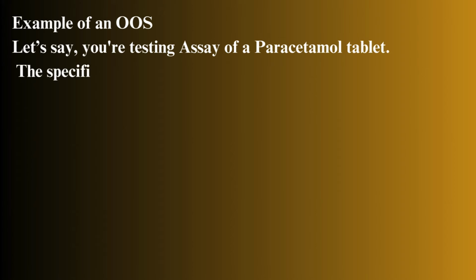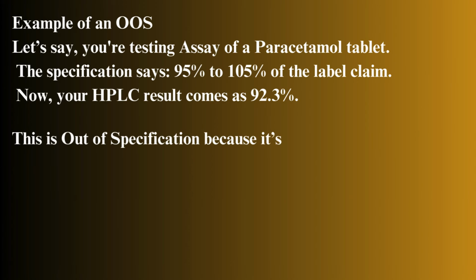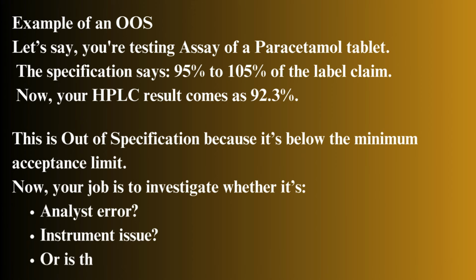Example of an OOS. Let's say you're testing assay of a paracetamol tablet. The specification says 95% to 105% of the label claim. Now, your HPLC result comes as 92.3%. This is out of specification because it's below the minimum acceptance limit. Now, your job is to investigate whether it's analyst error, instrument issue, or is the product genuinely not meeting the spec.